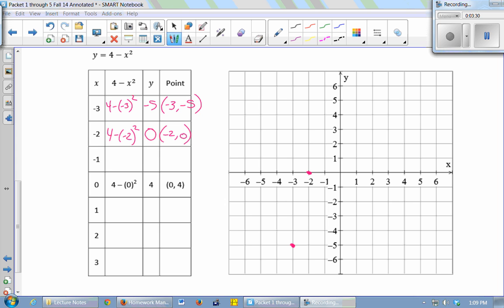So when I plug in -1, I end up getting -1, 3 as my point. 0, 4 is done for you. If I plug in a 1, I get 1, 3. If I plug in a 2, I get 2, 0. And when I plug in a 3, I get 3, -5.